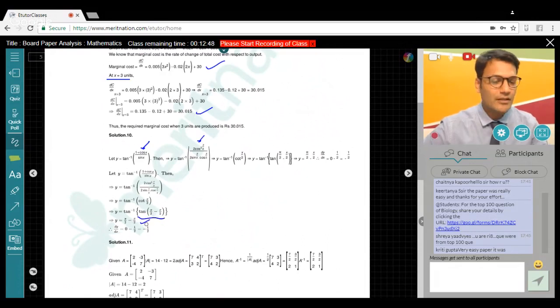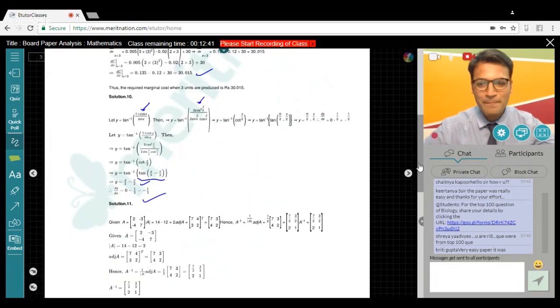Eventually, it will turn out to be pi by 2 minus x by 2. You will differentiate it, and you have your answer as negative 1 by 2. It's a very direct and simple question, so I'll not waste time on this. Simple question.